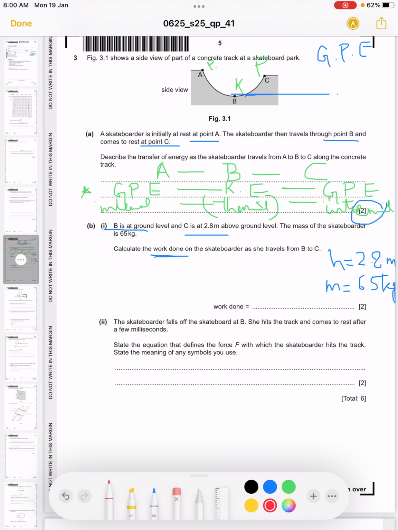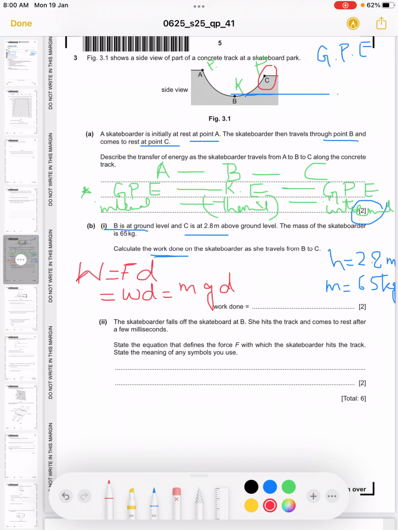Okay, so from B to C, we know the formula: work done is equal to force multiplied by the distance traveled. Here the force is the weight, because we have gravitational potential energy at this point. So work done is mgd. Weight is equal to mass times gravity.